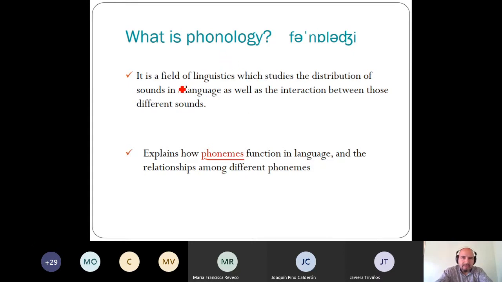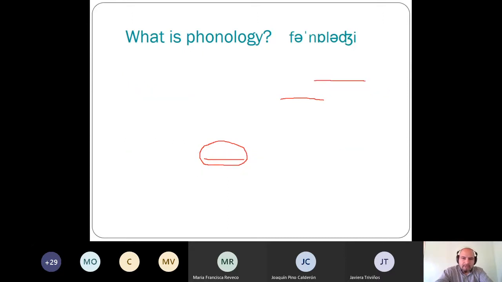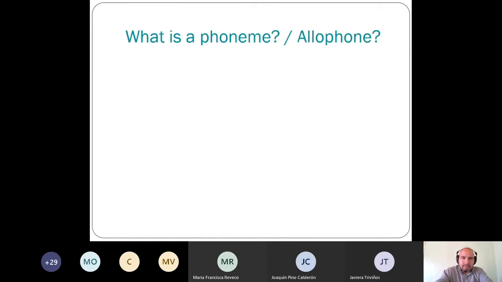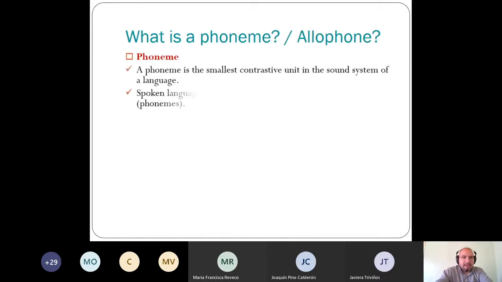Phonology is also a field of linguistics, but it deals with the distribution and the interaction of sounds. It deals particularly with the way that phonemes are produced, perceived, and transcribed. The word phonemes is something that we're going to be dealing with now. A phoneme is a sound unit.